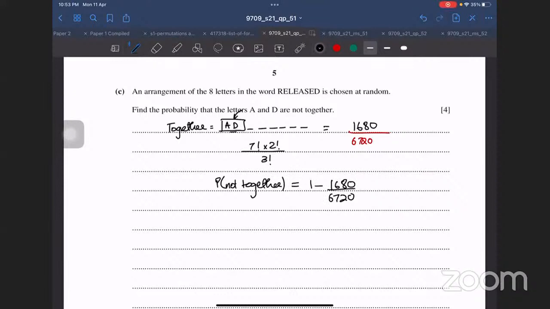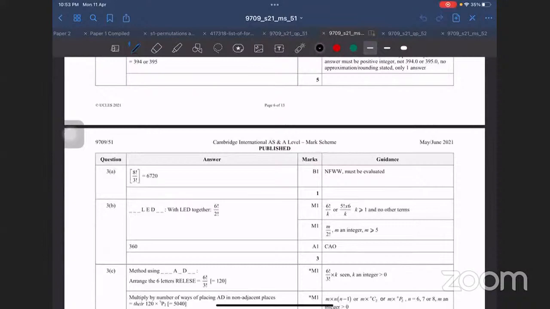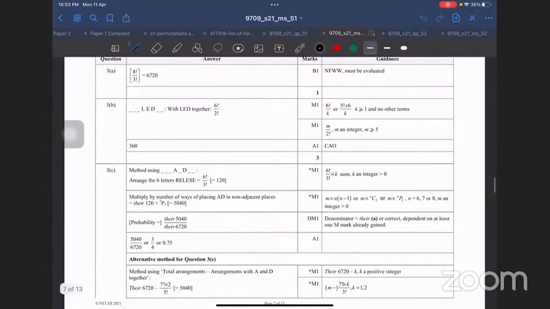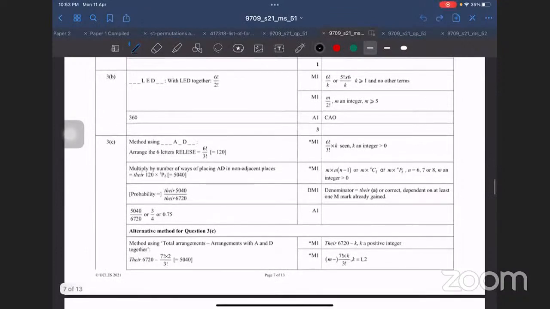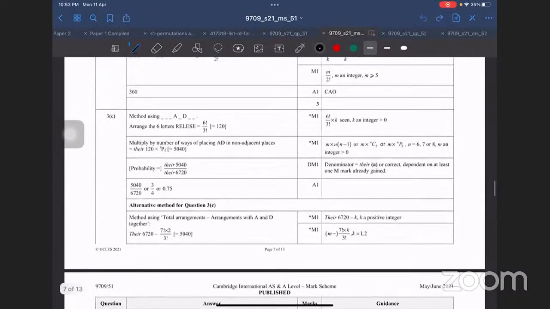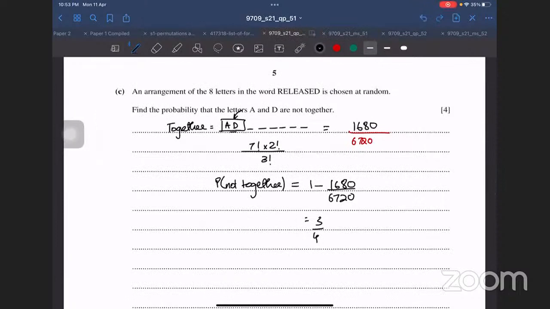What does that give me? 3/4. Hopefully that's the correct answer. 3/4. There are other ways of doing this as well, and it's up to you how you want to do it.